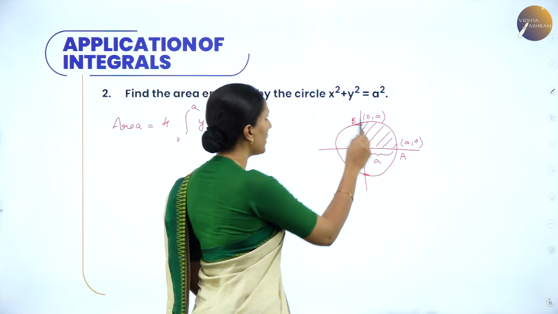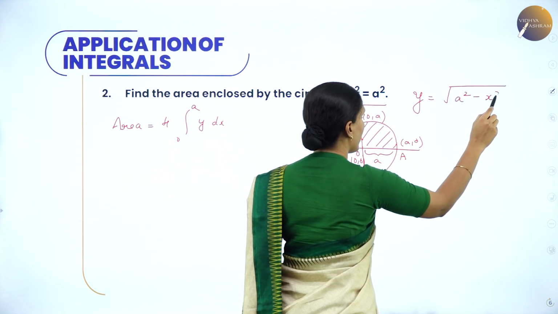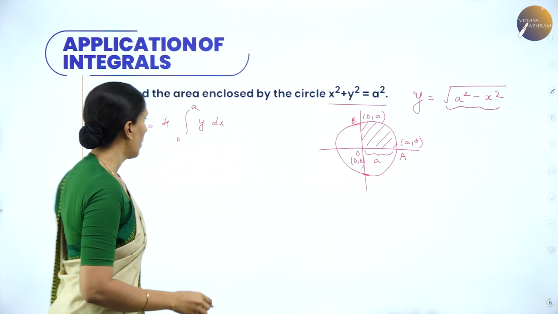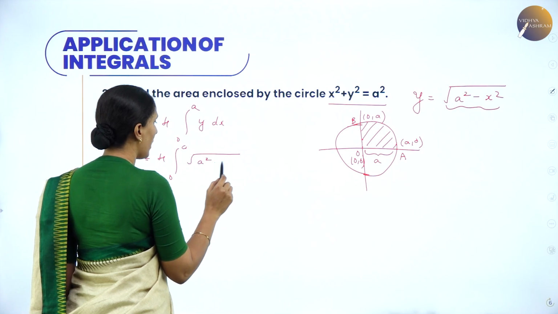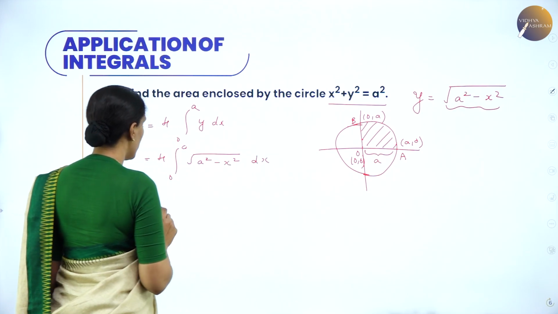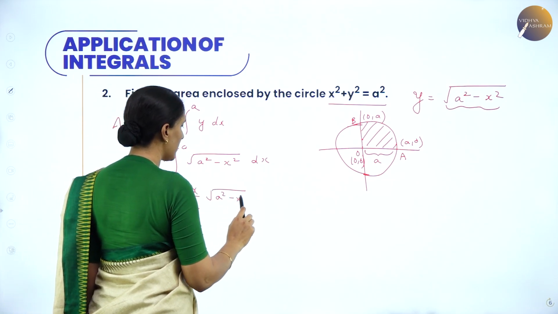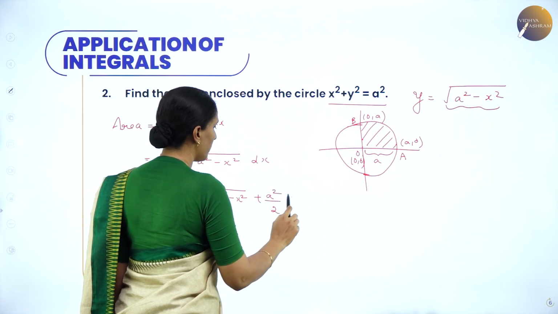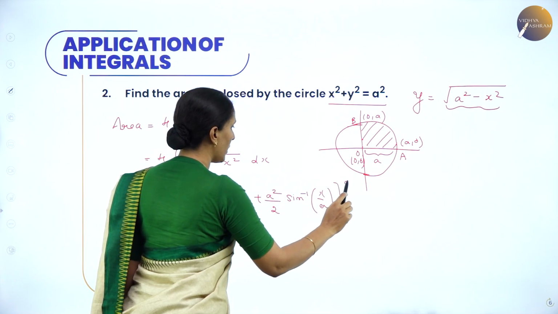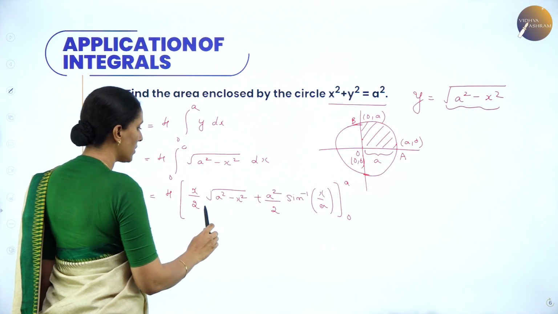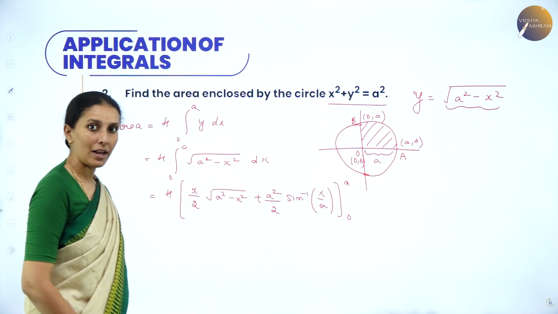Now using this equation, we get y is equal to square root of a square minus x square. Again, this is a standard integral. If we substitute, we get 4 times the integral from 0 to a of root of a square minus x square dx, which is 4 times x by 2 root of a square minus x square plus a square by 2 sine inverse x by a, with the limits 0 to a. We have already seen this in the previous problem. If we substitute a here, this entire first term becomes 0, and the lower limit value is also 0.